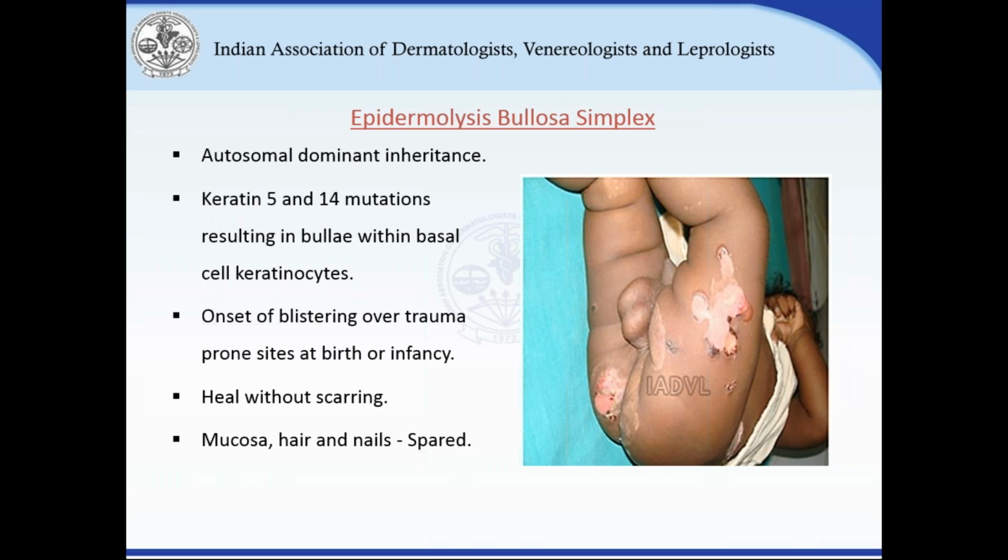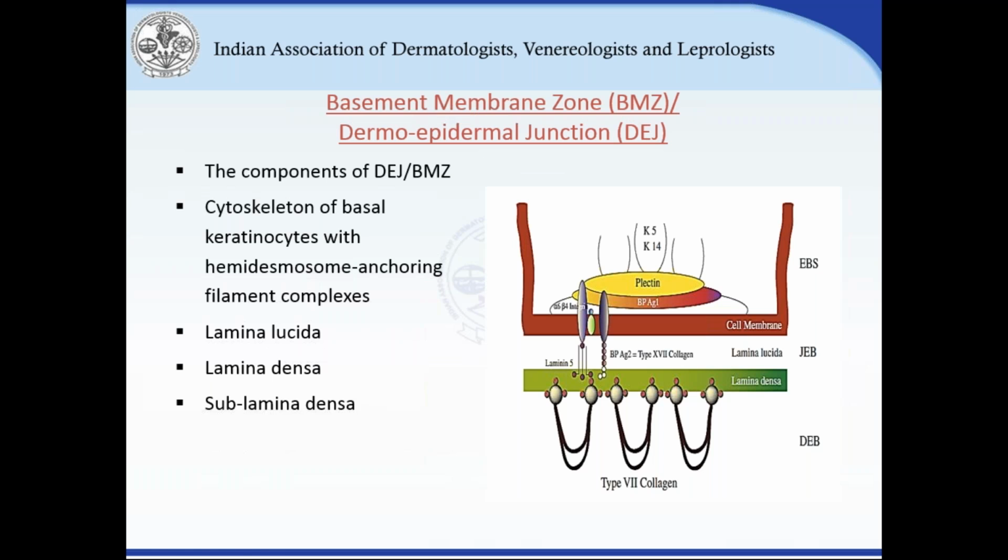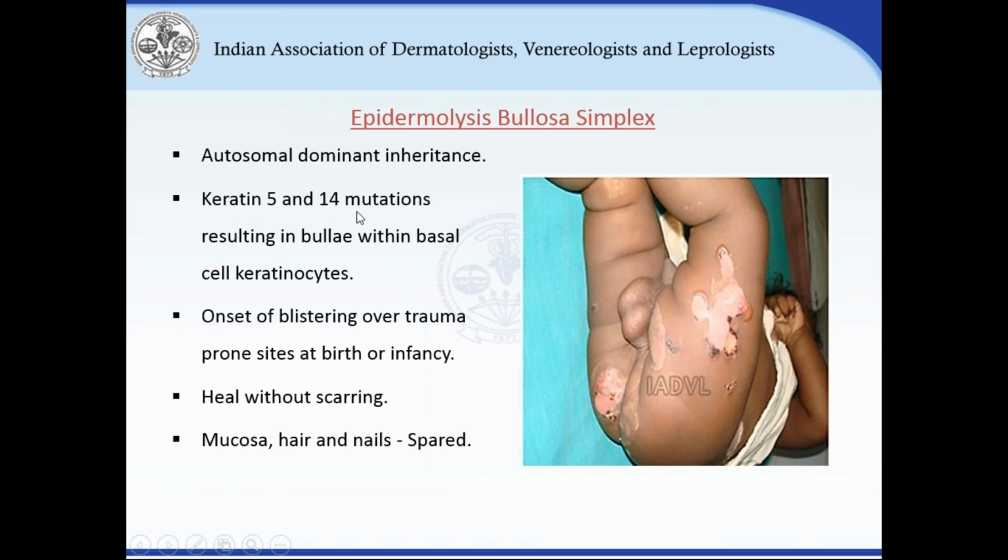So first we'll talk about epidermolysis bullosa simplex. Now remember, in epidermolysis bullosa simplex, we said that the split is intraepidermal, which is actually in the lowest layer, that is stratum basale of the epidermis. So the split is in this particular cell, the cell which is housing the hemidesmosome. These cells have keratin 5 and keratin 14 right here. So mutations in keratin 5 and 14 result in bullae within the basal cell keratinocytes, with onset of blistering over trauma prone sites at birth. So when the obstetrician is handling the baby or using forceps or something, then a blister will form. Now, since the blister is just epidermal, they will heal without scarring. Unless the basement membrane zone or the sublamina densa is damaged, there is no scarring. So mucosa, hair, and nails are spared.